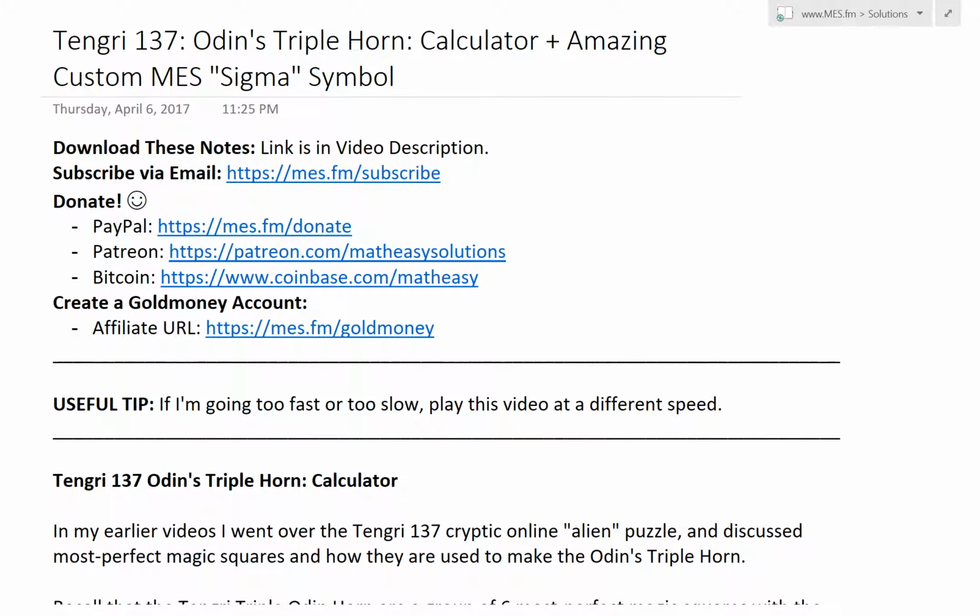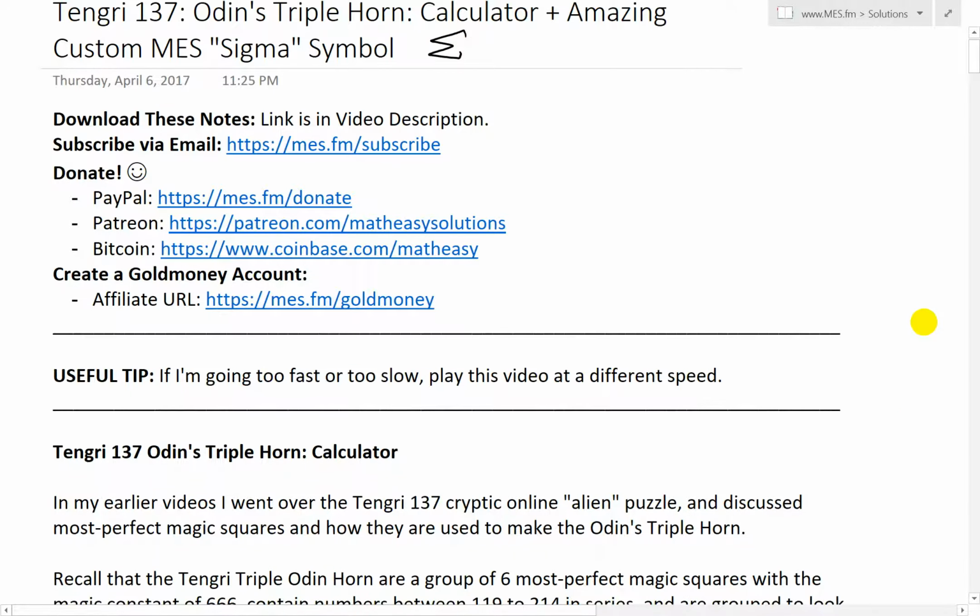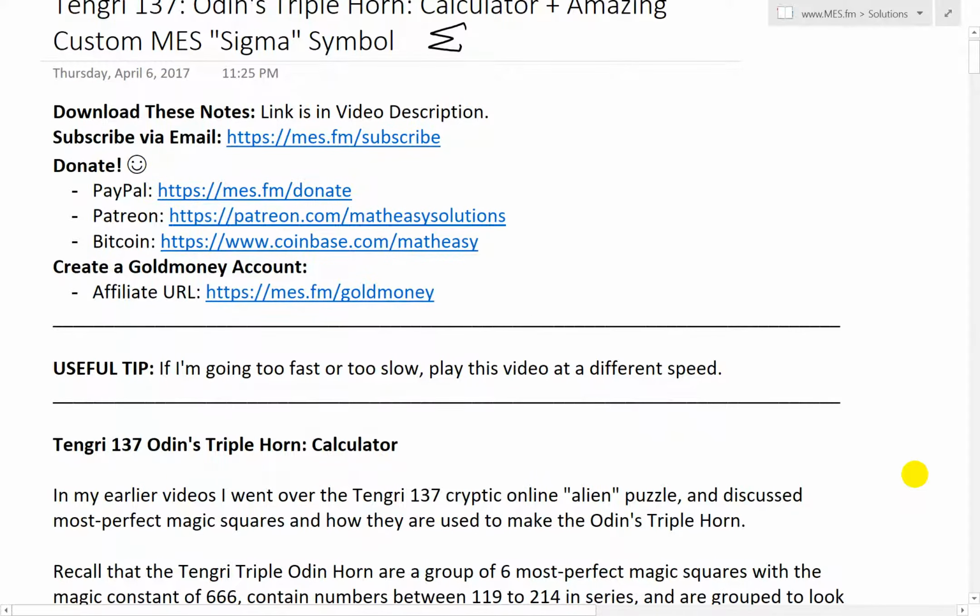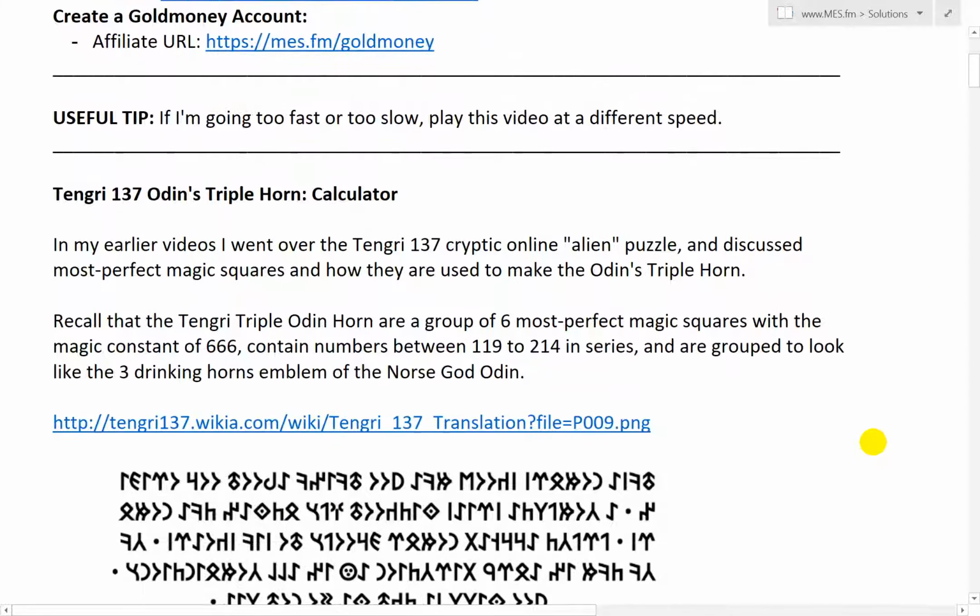To discuss further the Tengri 137 Odin's Triple Horn, and now look at a neat little calculator I made to help develop your own triple horn, and also go over an amazing custom MES Sigma symbol that I made, and it's actually way more advanced than the Tengri's triple horn from the info that I have gathered about it. So let's check it out.